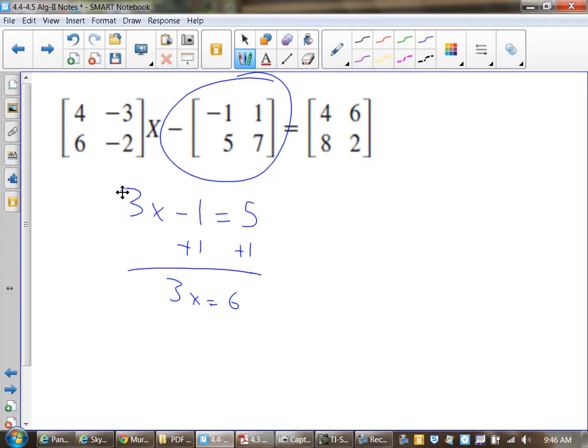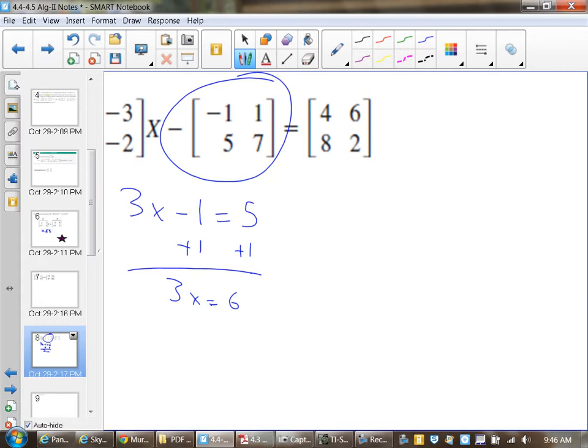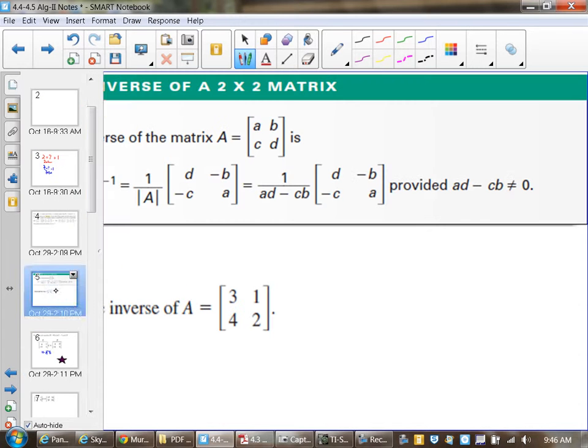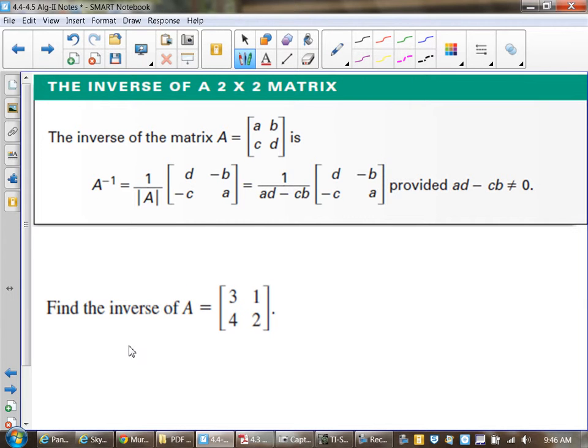Just be careful when you're adding. You take the determinant of the coefficient matrix, put it over 1, distribute into the original matrix, flip-flopping your diagonals and negating the others.